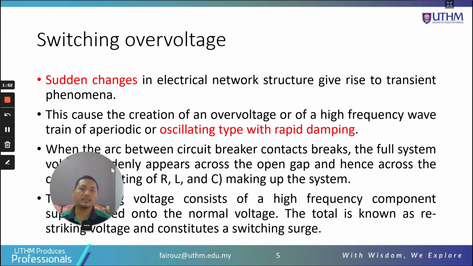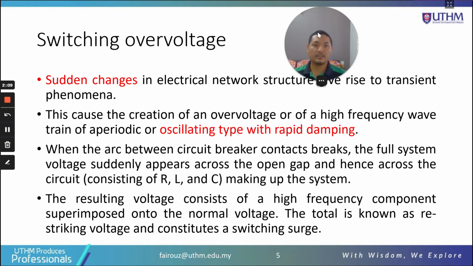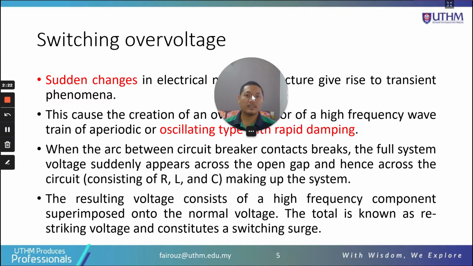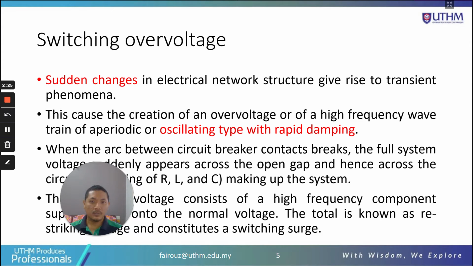Sudden changes in electrical network structure give rise to transient phenomena. So switching overvoltage is transient in shape. It rises and then decays. It's a transient waveform. This causes the creation of overvoltages or of a high frequency wave train of a periodic or oscillating type with rapid damping. These appear when there are sudden changes in electrical network structure, right?